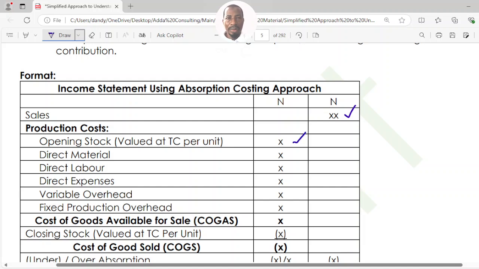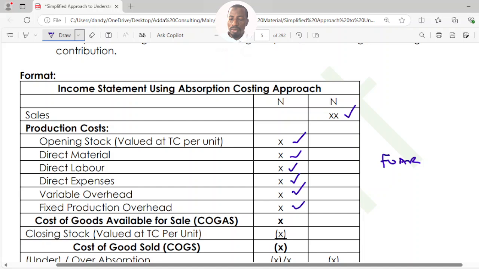Direct material cost is direct material per unit multiplied by units produced. Generally, I will have the same answer under marginal and absorption costing for direct material, direct labor, direct expenses, and variable overhead because they are related to production. In addition to the direct costs, I also need to consider fixed production overhead, because the absorption costing approach considers fixed production overhead as part of production cost. Therefore, I will multiply the fixed overhead absorption rate with the units produced for that particular period.